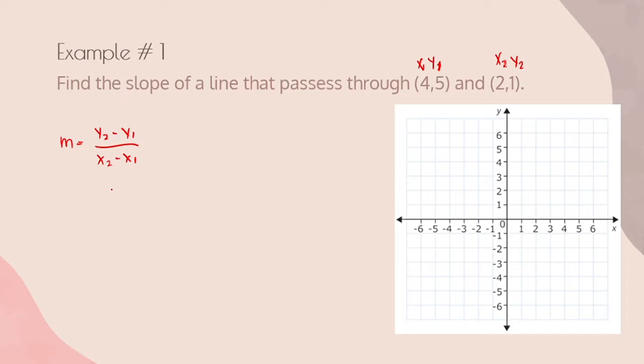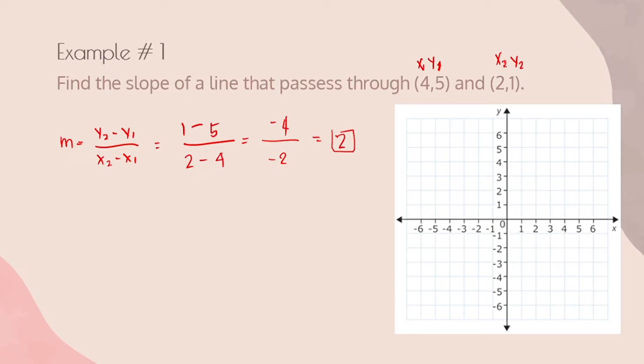After this, we substitute the values. y sub 2 is 1, minus y sub 1 which is 5, over x sub 2 which is 2, minus x sub 1 which is 4. Then simplify. 1 minus 5 is equal to negative 4, and 2 minus 4 is equal to negative 2. Simplifying negative 4 over negative 2, we get positive 2.